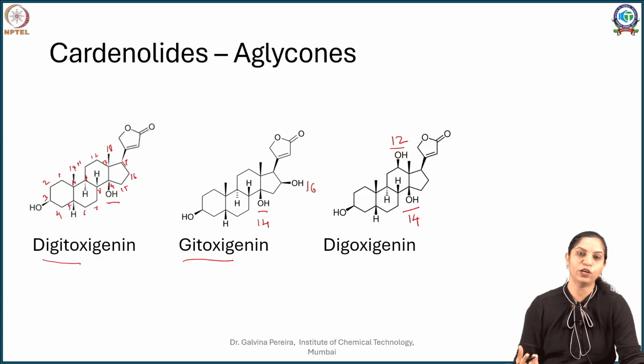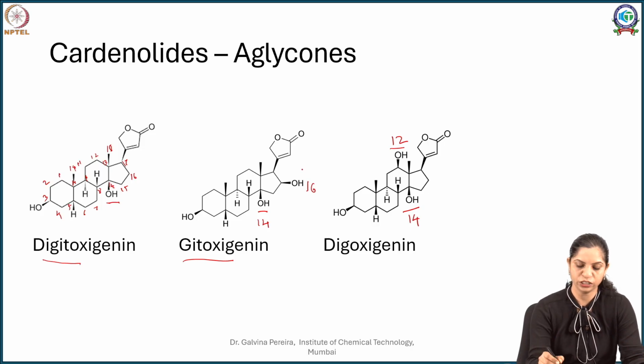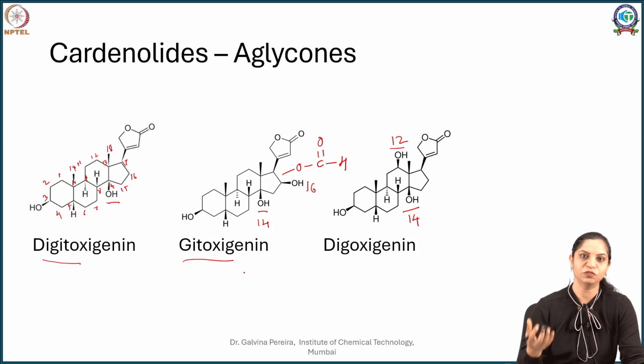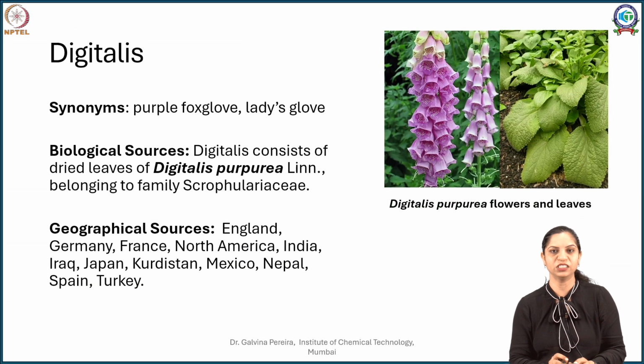Apart from that, you might also come across gitaloxigenin. Now, in gitaloxigenin, what happens is you get an esterification. So, this hydroxy is actually converted into an aldehyde. We call it gital. That comes from gitoxygenin, the aldehyde of gitoxygenin. So, gitaloxigenin. Okay. So, these are a few common glycones which occur in your cardiac active glycosides, especially in the digitalis species. So, let us see what is digitalis.